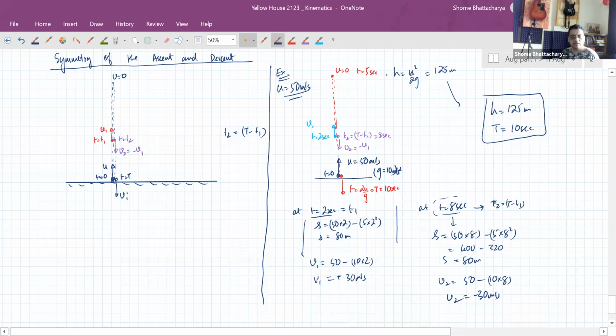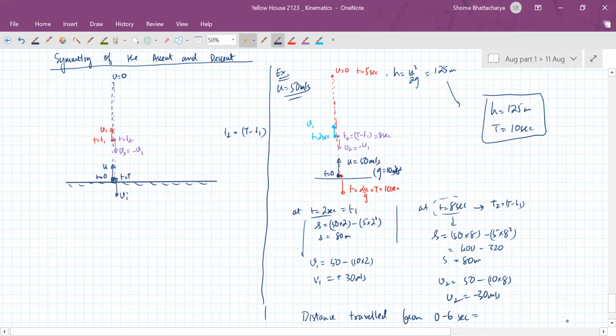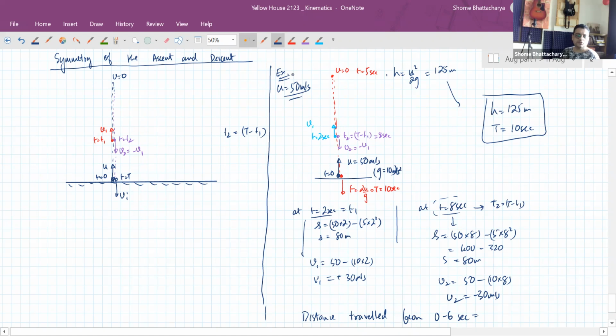Okay. Now, one more thing that can be asked in this type of question is distance. So if you want to find the distance traveled from 0 to 6 seconds, can you tell me how to calculate this? First we'll calculate from 0 to 5 seconds, which is 125 meters. Then we'll consider the initial velocity as 0 and calculate for 1 second from the top. So we'll add both of them.